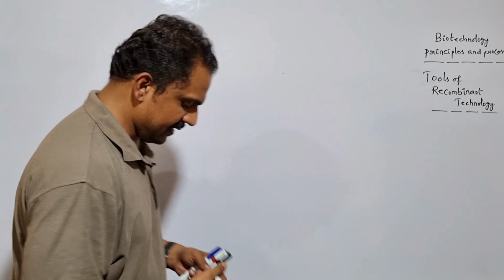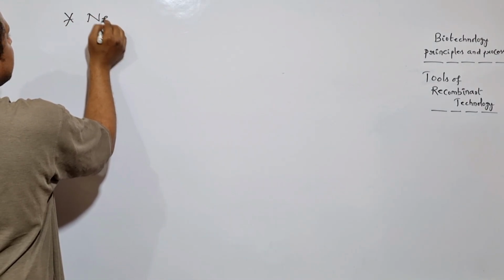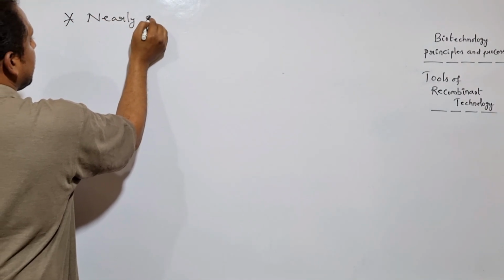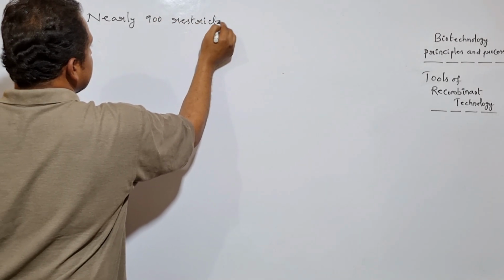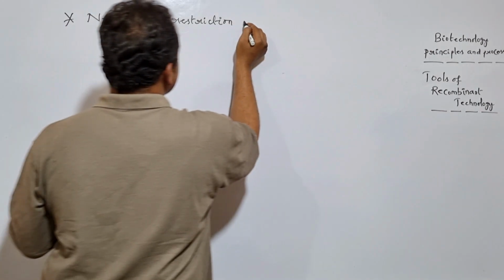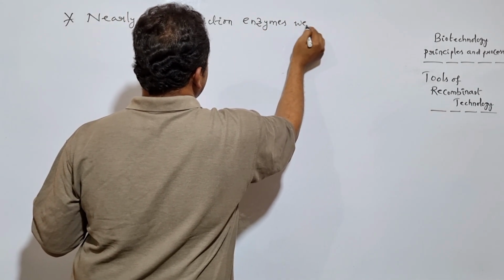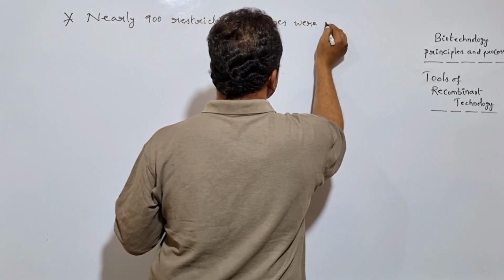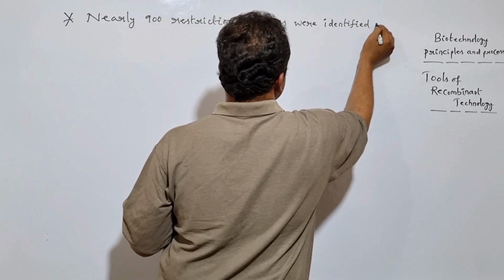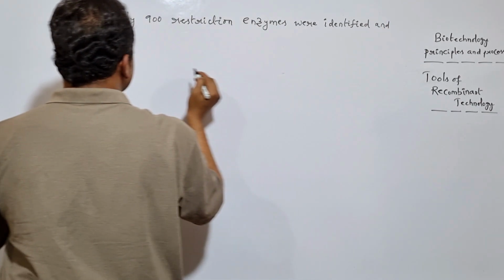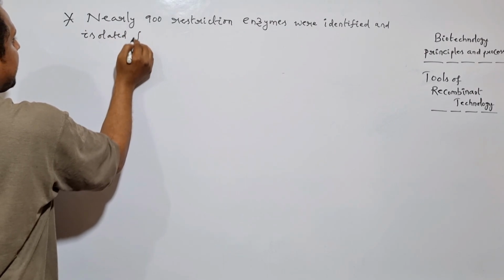Is it clear? So let me write it here. Nearly 900 restriction enzymes were identified and isolated from 230 bacterial strains.